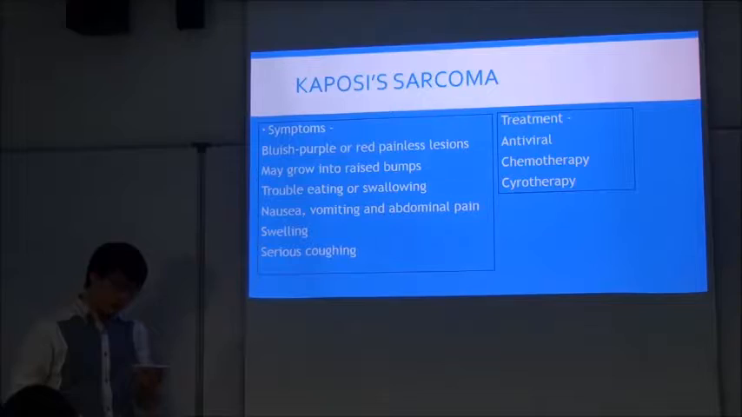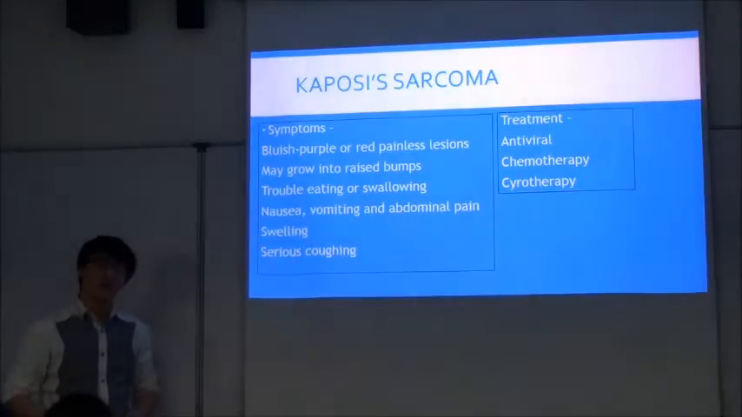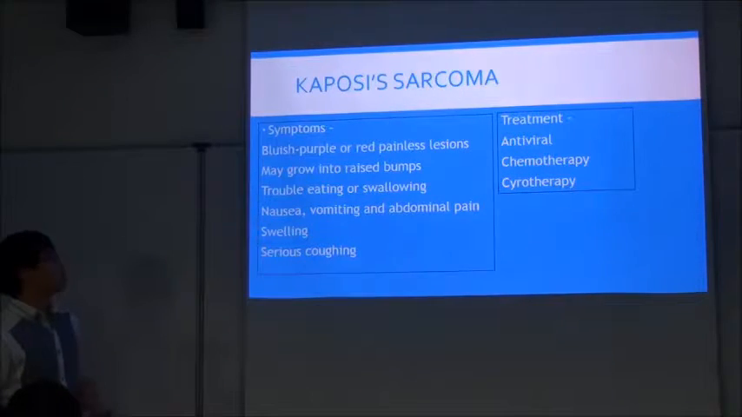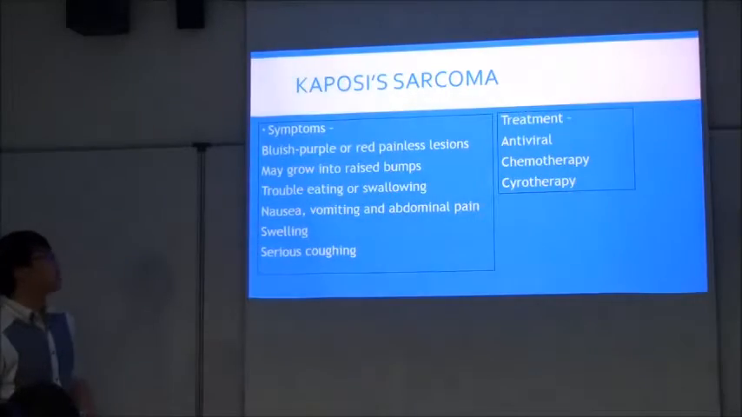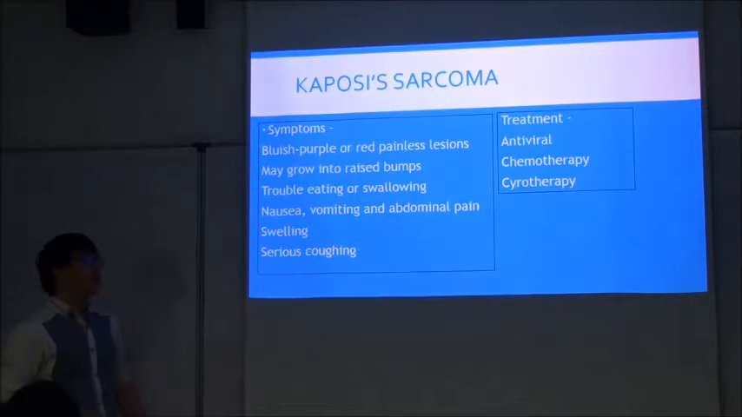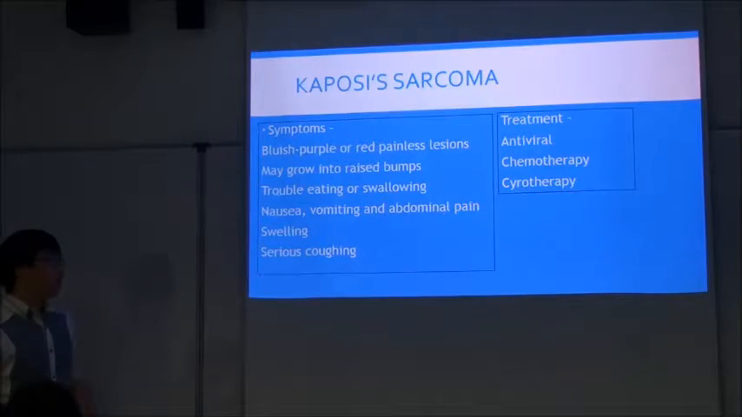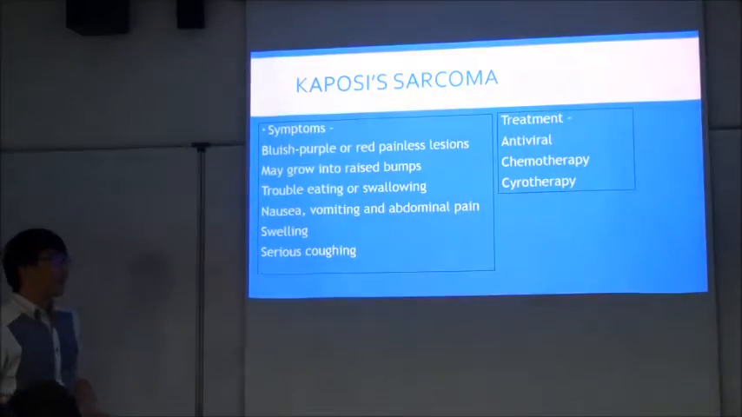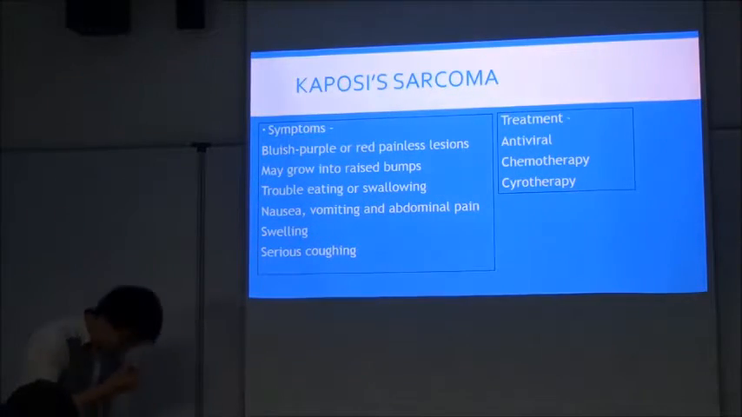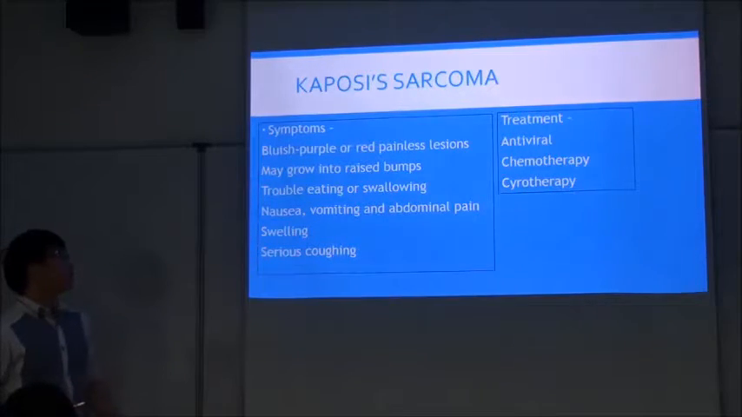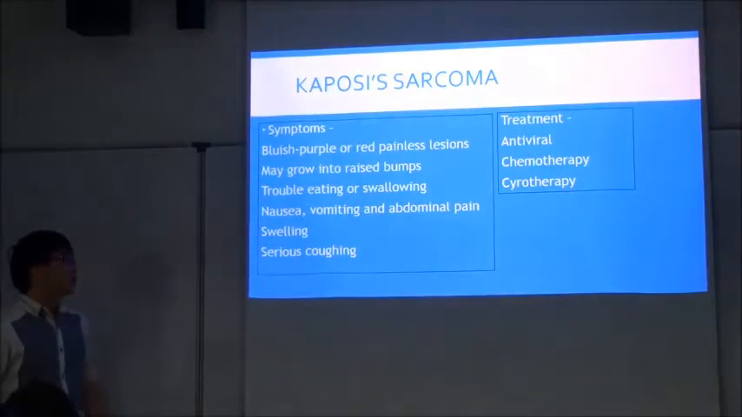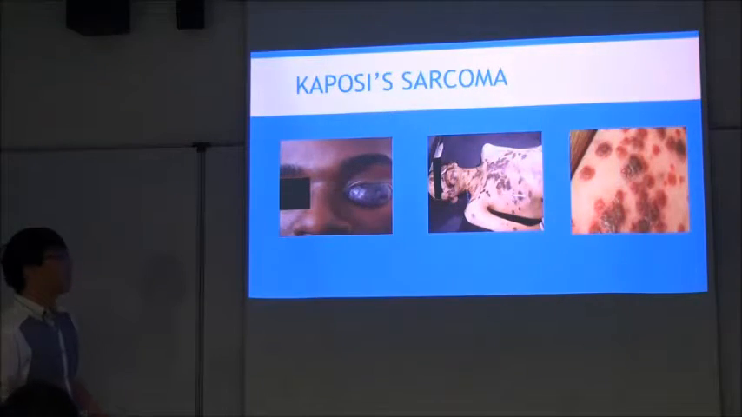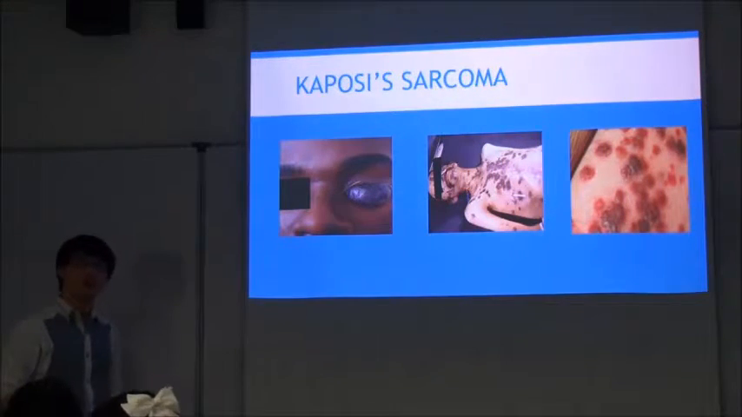KS is one of the most common causes of death in AIDS patients. The symptoms are bluish, purple, or red hairless lesions on the skin, which may grow into raised bumps. The patient might have issues with swallowing, and will have nausea, vomiting, abdominal pain, swelling, and serious coughing. These are some of the features of Kaposi's sarcoma.